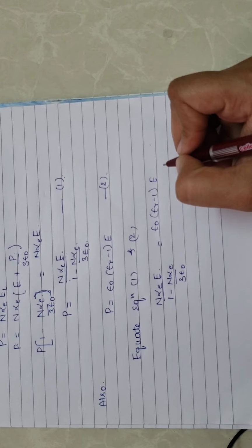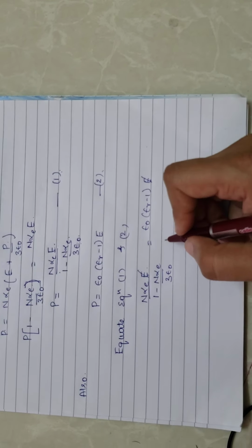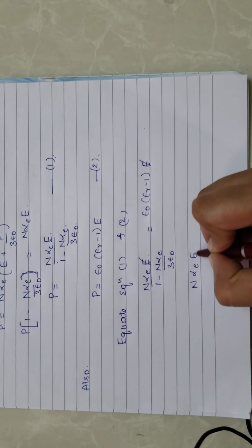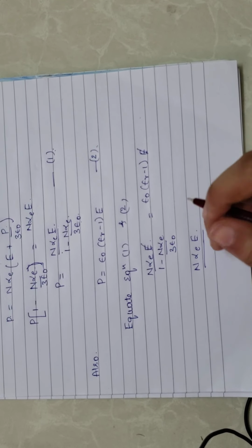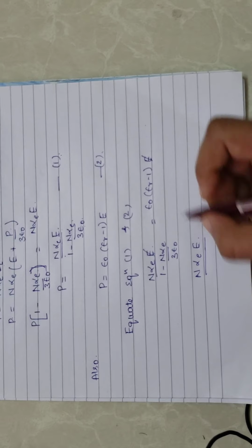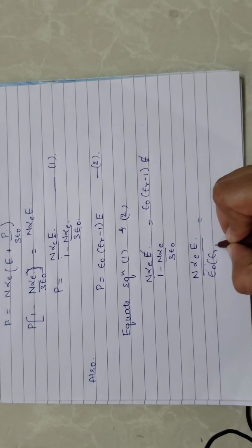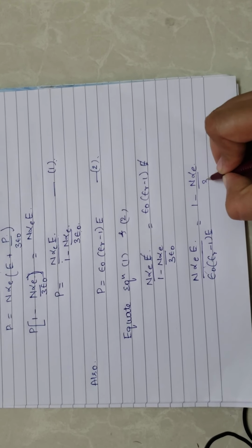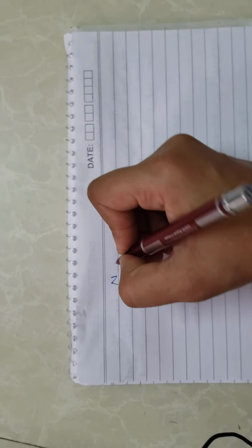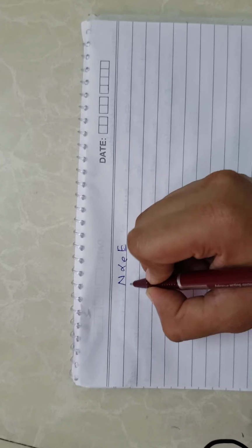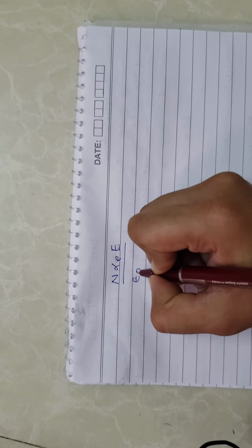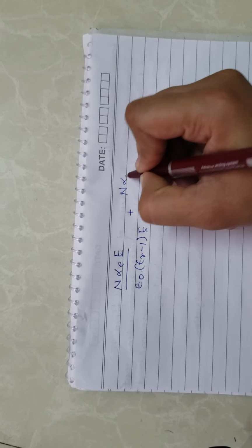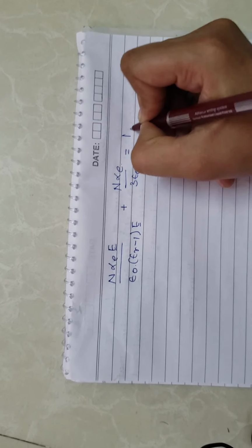So we shall equate equations 1 and 2, and this E and this E get cancelled, and we shall rearrange the terms. So we'll keep N alpha E, and we shall take LCM on the other side. This will be equal to, we'll cross multiply this to this side, epsilon naught into epsilon r minus 1 into E will retain, and we'll keep N alpha E divided by 3 epsilon naught to this side. N alpha E into E divided by epsilon naught into epsilon r minus 1 into E plus, I'll take out the other side term, N alpha E divided by 3 epsilon naught here. I will be left with 1 on the right hand side.